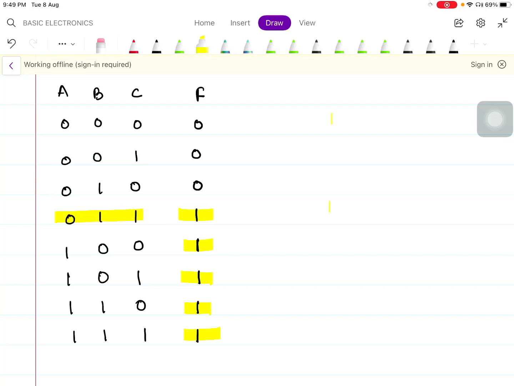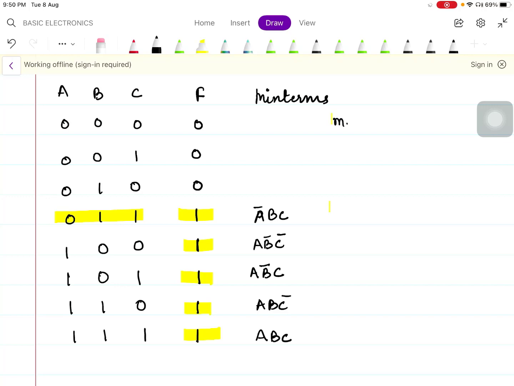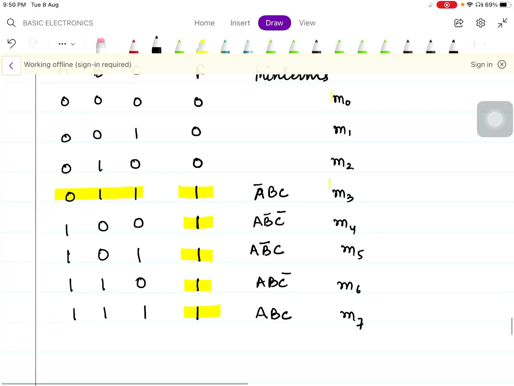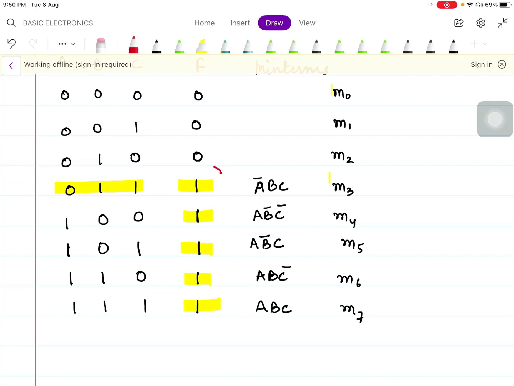Alright, so what is the combination? Let me write down the heading that I am going to write down the minterm. So for this one output, the corresponding combination is A is 0 and B and C is 1. So it will be A bar B C. Then for the next one, it is A B bar C, and so on up to A B C. And if I number the minterms, the first one will be M0, M1, M2, then M3, M4, M5, M6, and M7.